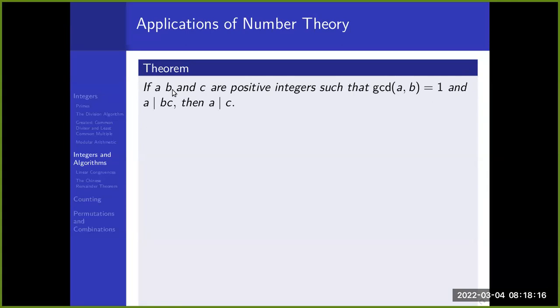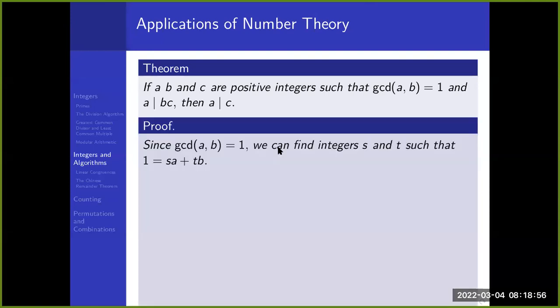So this says if A, B, and C are positive integers, such that the GCD of A and B is equal to 1, and A divides the product of B and C, then A must divide C. So basically this says if you have two numbers, A and B, which are relatively prime, meaning the GCD is equal to 1, and if the first number, A, divides a multiple of B, this is BC, then A must divide C. So we proved that.